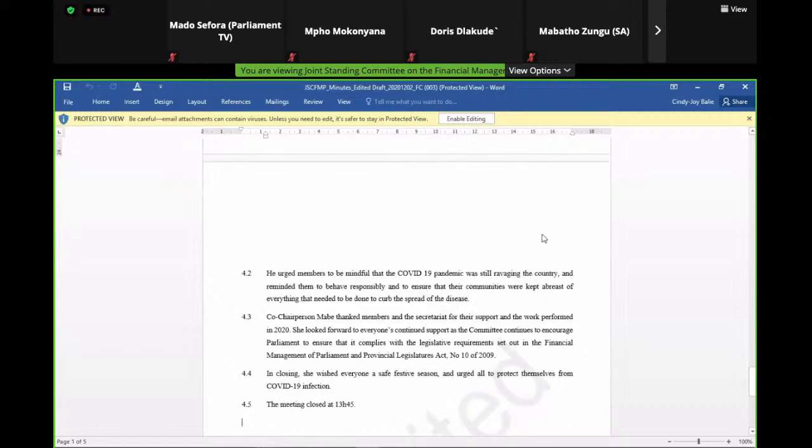I move for the adoption of the minutes as a correct reflection of the meeting. Member Matlo moves. Member Julia seconds. Chairperson, just a request. Until we have verified with our registers, could another member perhaps move for the adoption? Okay, fine. Julius is moving. Tim is seconding.